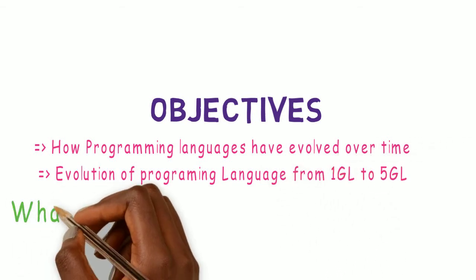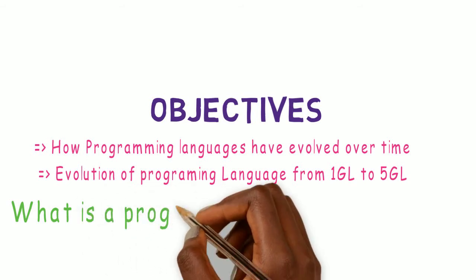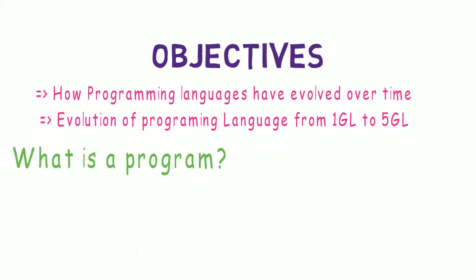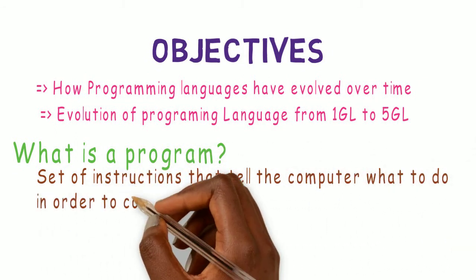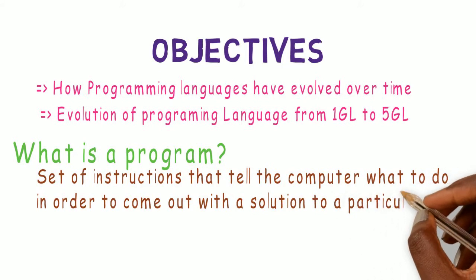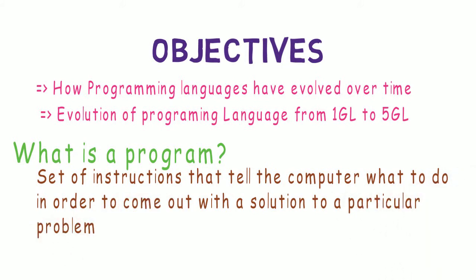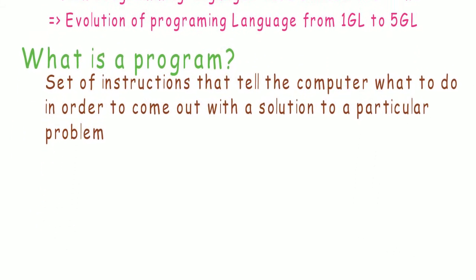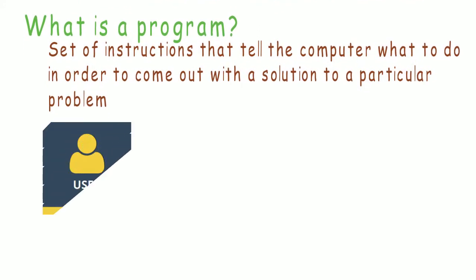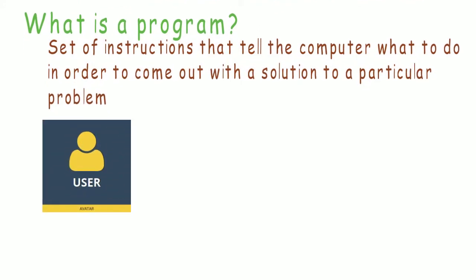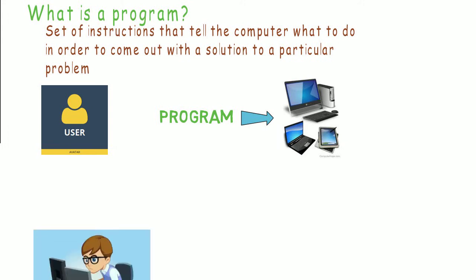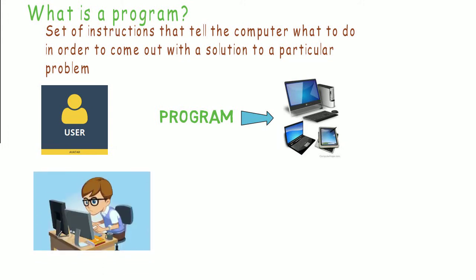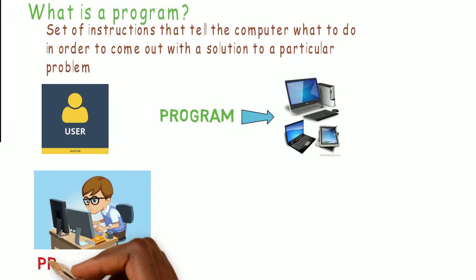But what actually is a programming language, and how is a programming language different from a program? In our previous video, we said a program was a set of instructions that tells the computer what to do in order to come up with a solution to a particular problem. A programming language is a set of instructions used to translate the user's command into a machine language. Therefore, without a programming language, we won't be able to write programs.